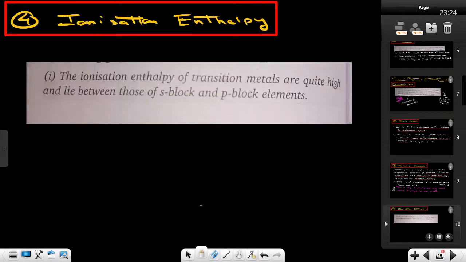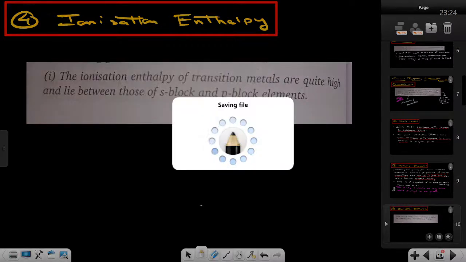Okay, next we are moving on to ionization enthalpy. First of all, you tell me what is ionization enthalpy? The energy required to knock off an electron from the outermost shell of an isolated neutral gaseous atom. That much definition you know.